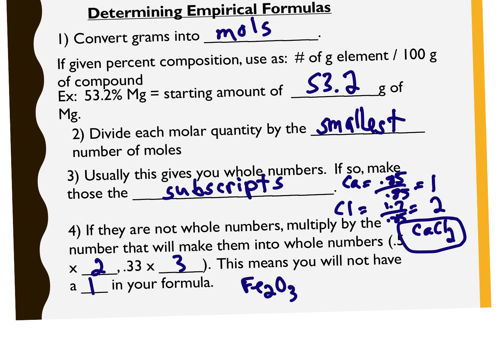So an example of a formula in this, this means you won't have a 1 in your formula. For example, if you're doing Fe2O3, you would get a 1 and a 1.5. You couldn't leave it that way, so you'd realize you have to double it. Your formula would be Fe2O3.